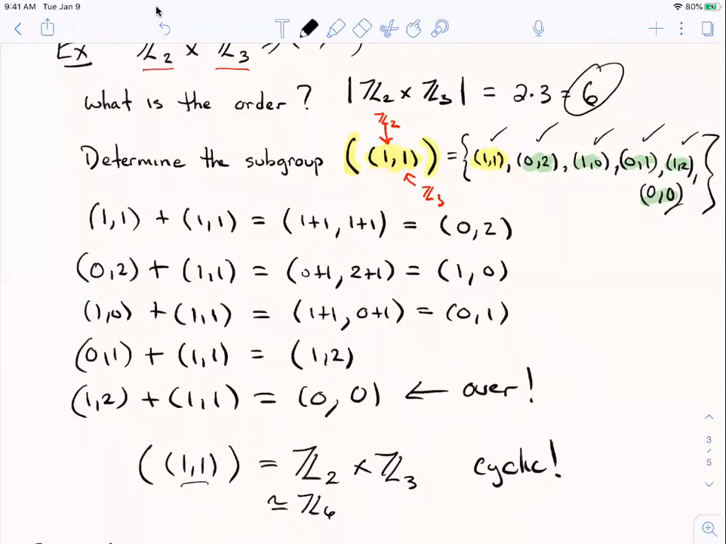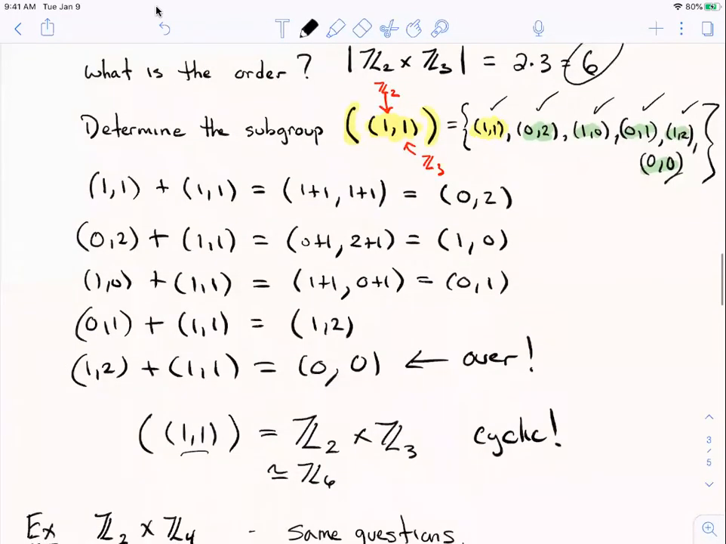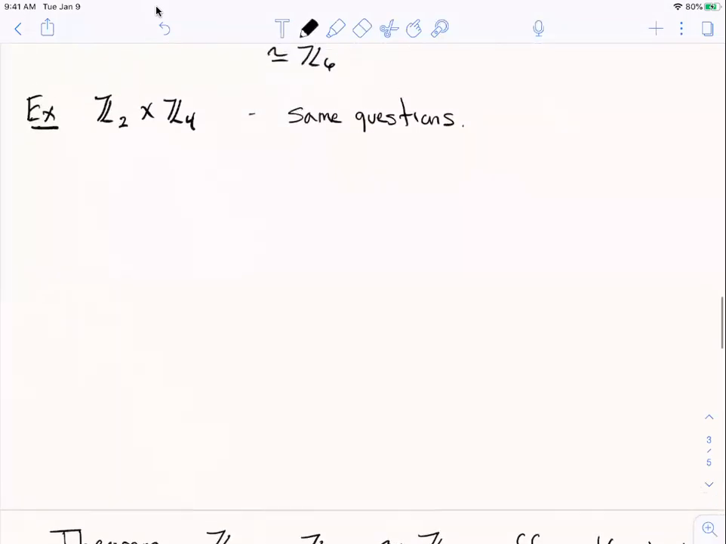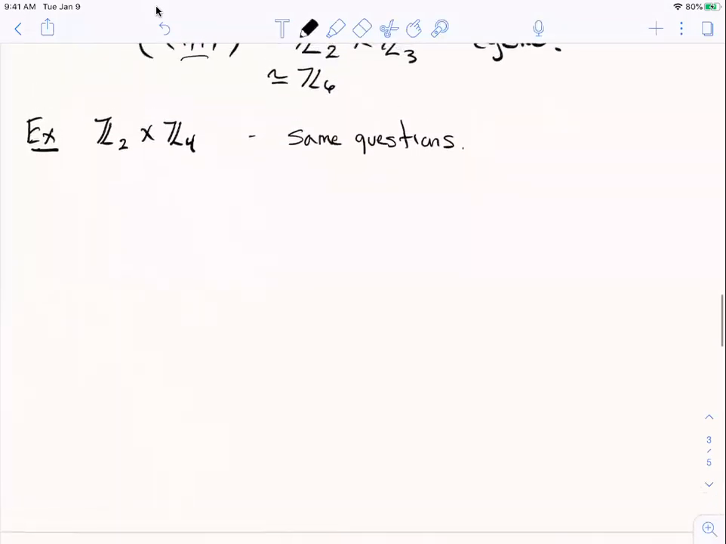Cool. Let's do it again. Another example template is ready for us here. Same questions, this time about Z2 cross Z4. So what were those questions? Well, the first one was its order. The order of Z2 cross Z4 is 2 times 4. It's equal to 8. Z2 cross Z4 has 8 elements.